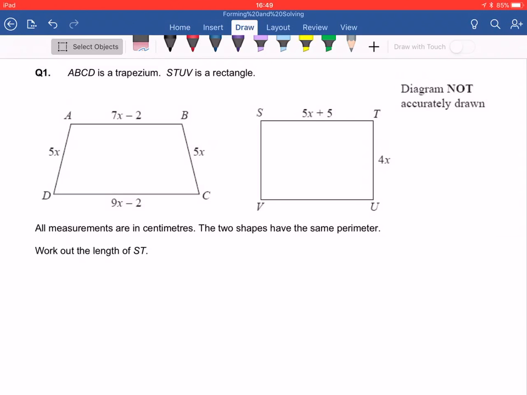So we've got ABCD is a trapezium and STUV is a rectangle. We've got all measurements in centimeters. The two shapes have the same perimeter. Sarah, would you be able to highlight the information? Because that's important, isn't it? Yeah. So the fact that they both have the same perimeter is important. And we want to work out the length of ST. I'm going to highlight that because sometimes we don't always do what they ask us to do at the end.